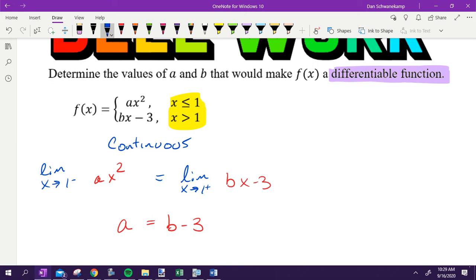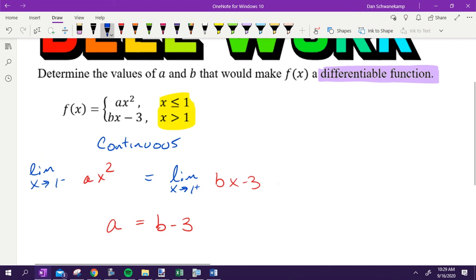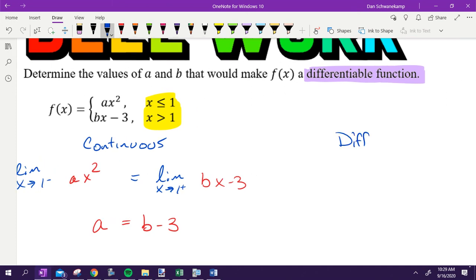So I need to be continuous. What else needs to be true? It needs to be differentiable. And what has to be true in order for you to be differentiable? Not a cusp. It can't be a cusp. It can't be a corner. So in other words, the slopes need to be equal. So if I want to know that I'm differentiable, my derivatives need to be equal. That's what we're doing over here.